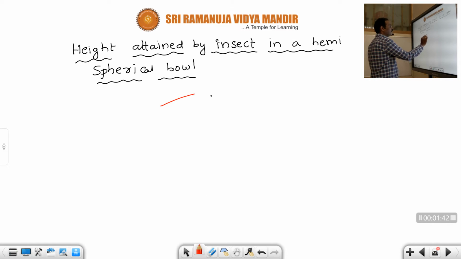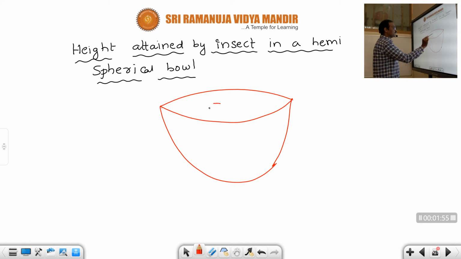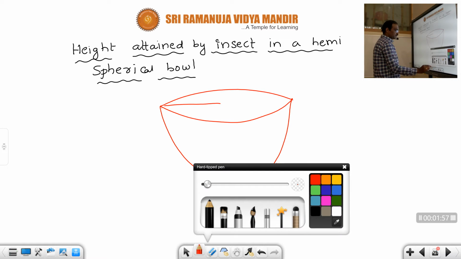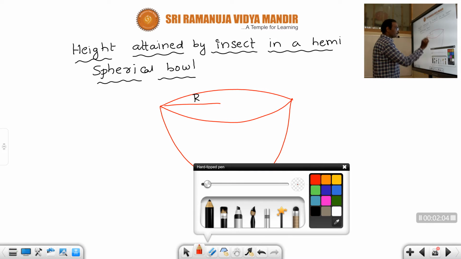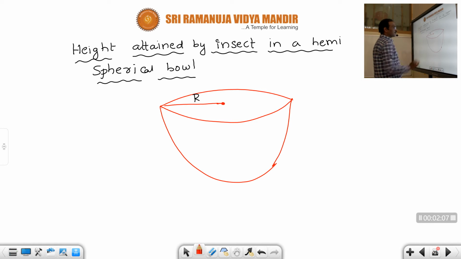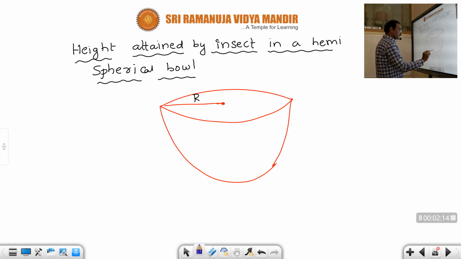This is a hemispherical bowl of radius R. Capital R is the radius of the bowl. This is the center of the bowl. And an insect is starting from the bottom. This is point A.